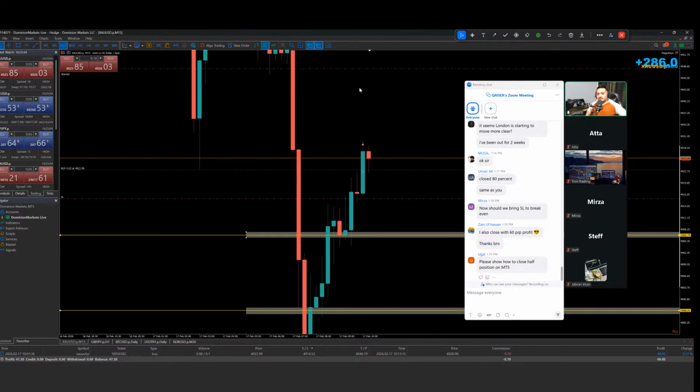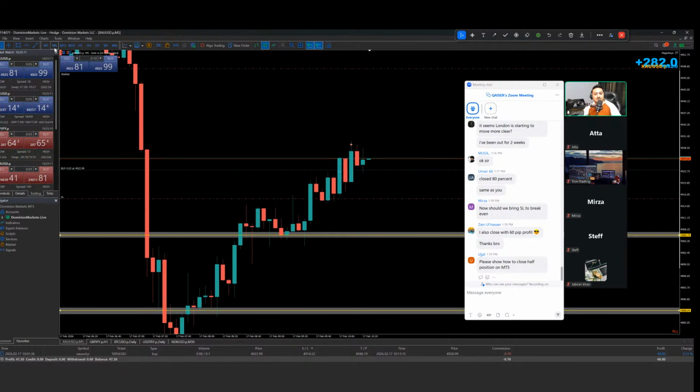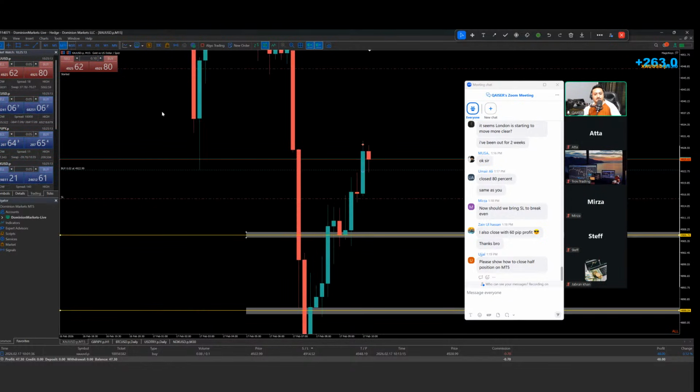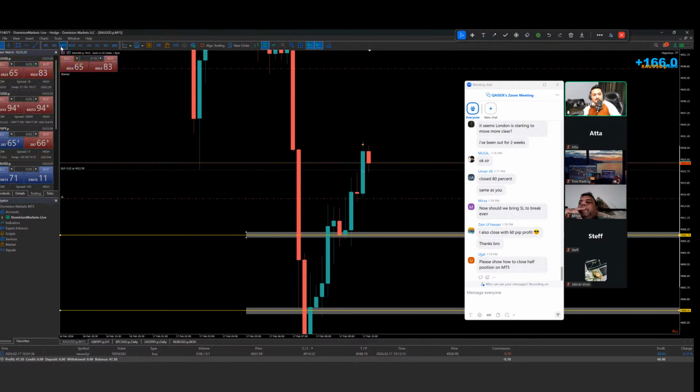All right, 5 minutes left for the candle to close. Okay, that's great. So now should we bring SL to break even? Yeah, it's totally up to you. If you want to go with break even, you can go ahead. Definitely, it's totally up to you. I'm just waiting for this candle to close. I also closed with 60 pips profit.